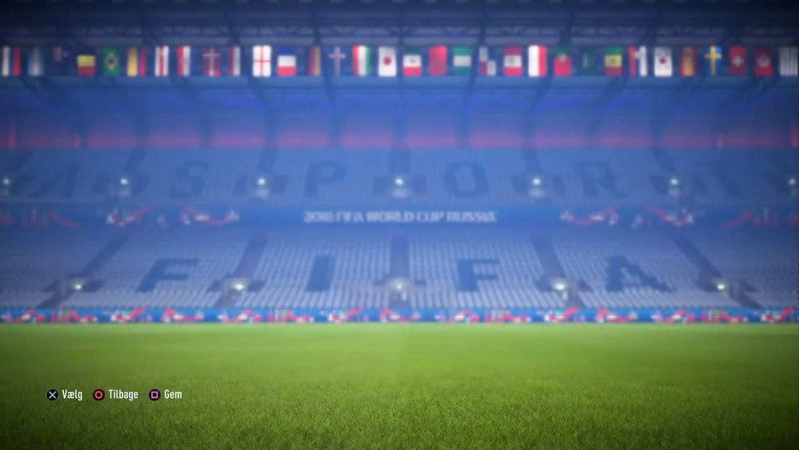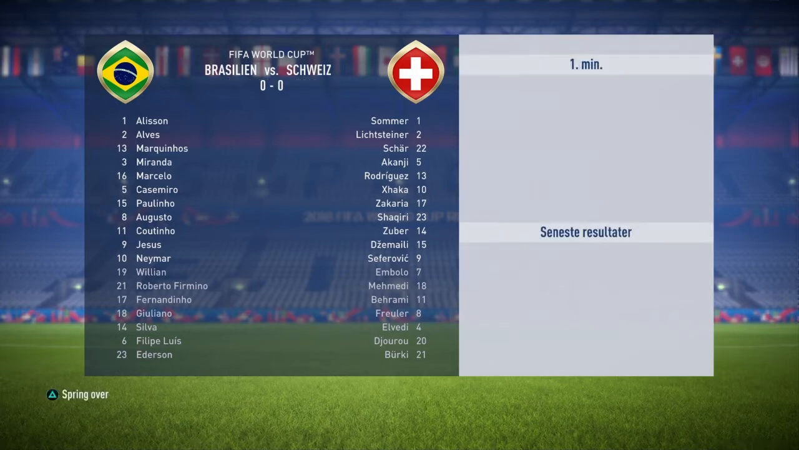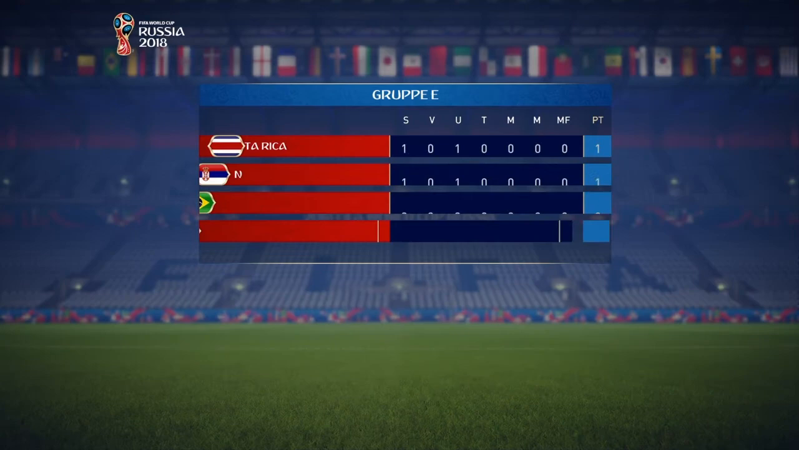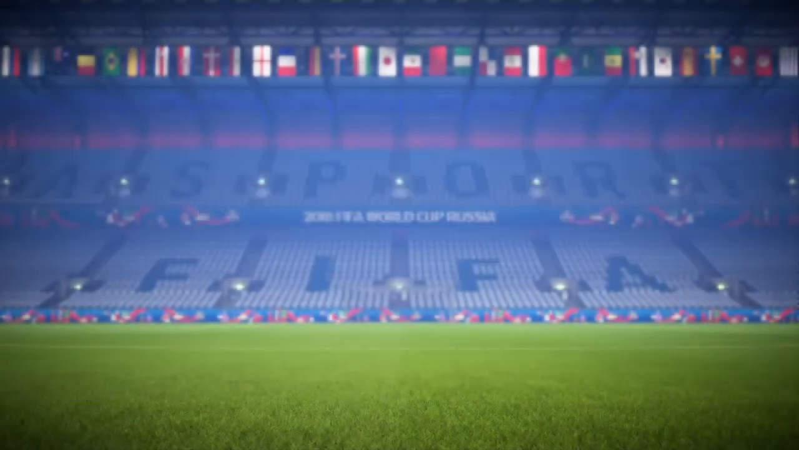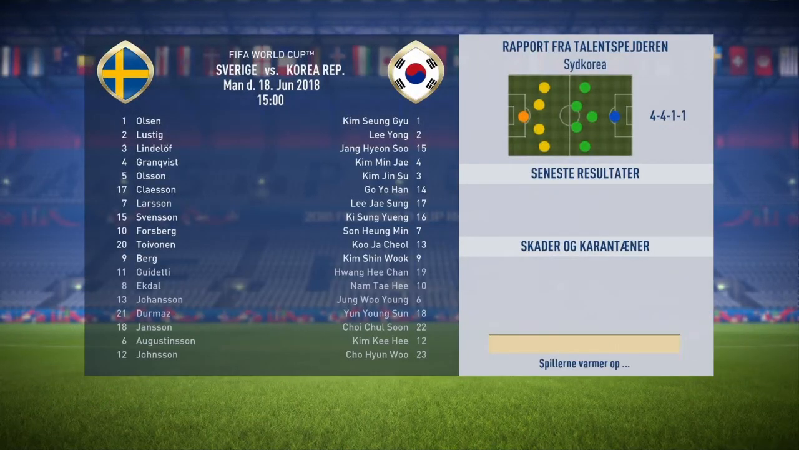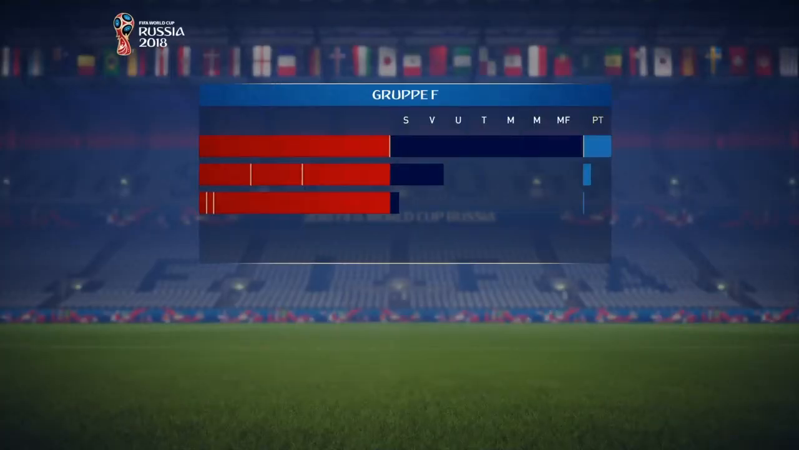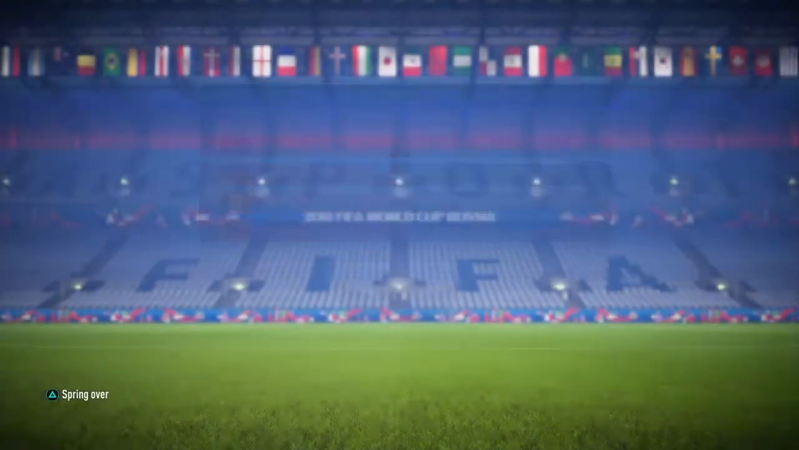And now we got one of the favorites to win the tournament, Brazil against Switzerland. And it ends in a draw, 1-1. That is interesting. Yeah, all 4 teams on 1 point after the first 2 games in that group. And we got Sweden against Korea. Although those Korean names are so weird. 3-0 victory to Sweden. That was also a good victory for them.